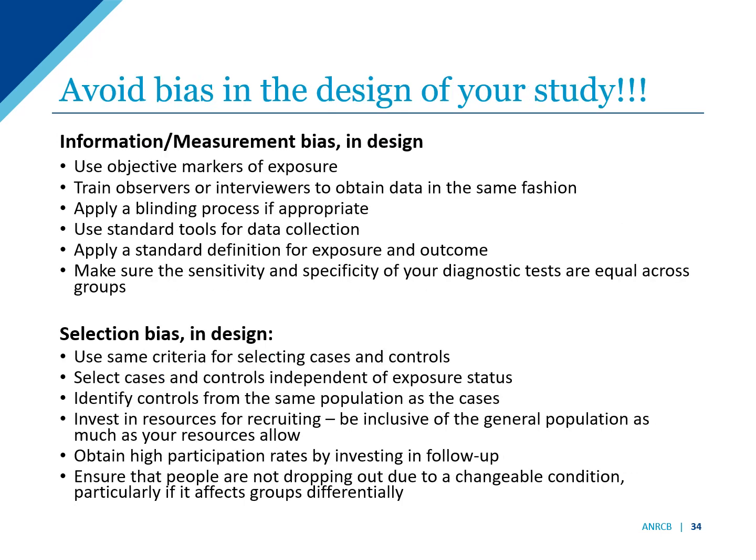Again, your best opportunity to reduce bias in your study is in your design and planning. Measurement bias can be reduced by using objective markers of your exposure, training interviewers and observers to obtain data in the same fashion for all participants, or blinding them to study status. Using standard tools for data collection and definitions for exposure and outcome, and making sure the sensitivity and specificity of your tests are the same across groups. And remember these methods for reducing selection bias.